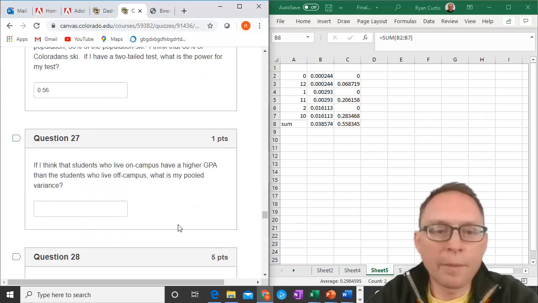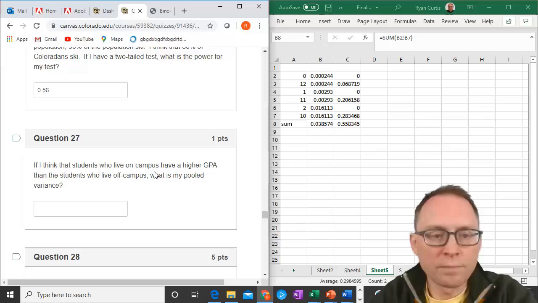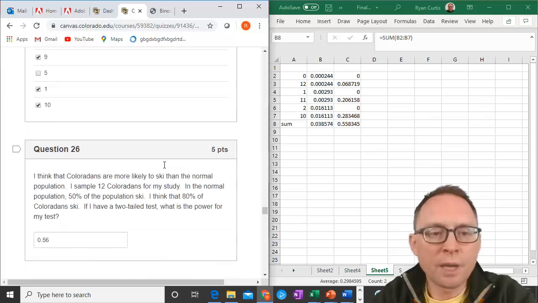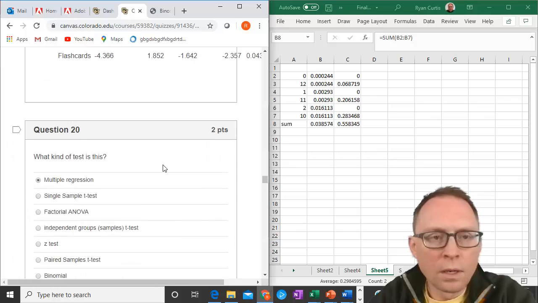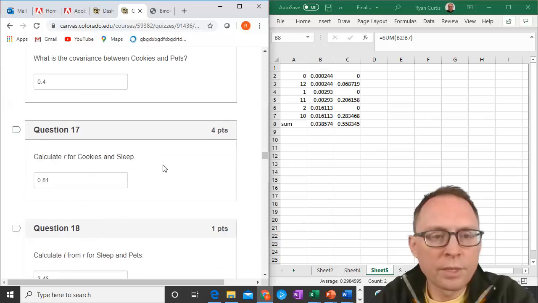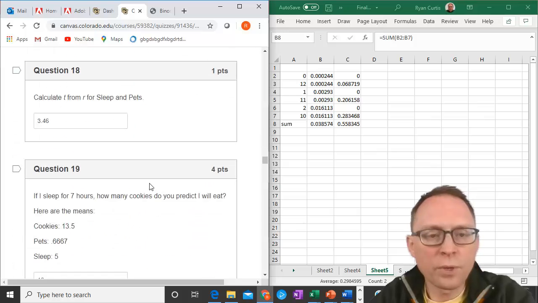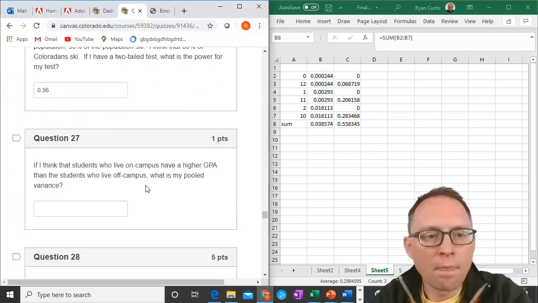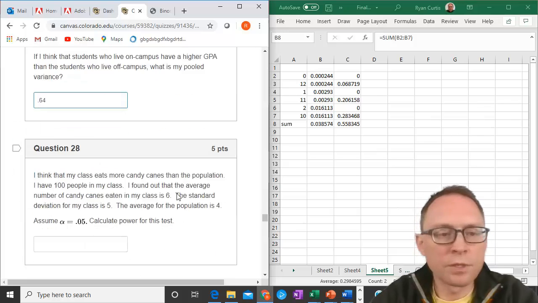If I think the students who live on campus have a higher GPA than students who live off campus, oh, we already did this. This is the pooled variance one. It was just in the wrong spot. So we already did this one before. That's a repeat question. We can look at that later. So the answer, if we look back up here, where is it? Come back, pooled variance, just to make sure that we have it in here. There it is, 0.64. Okay, sorry, that was just in the wrong spot.